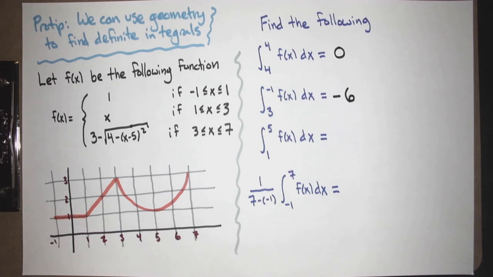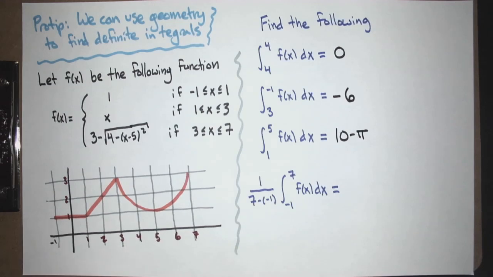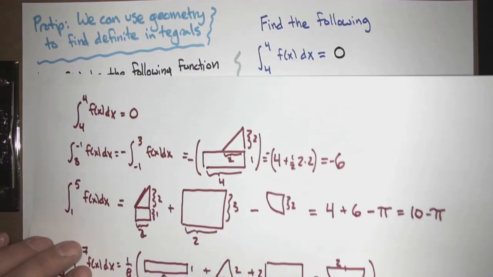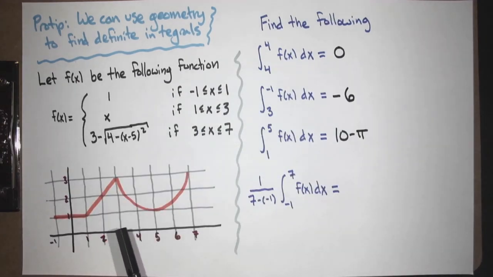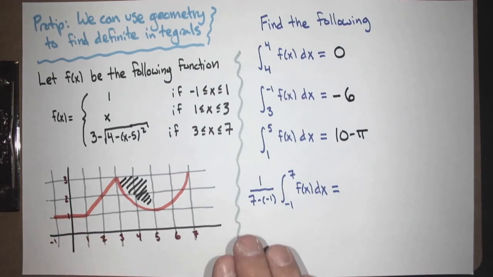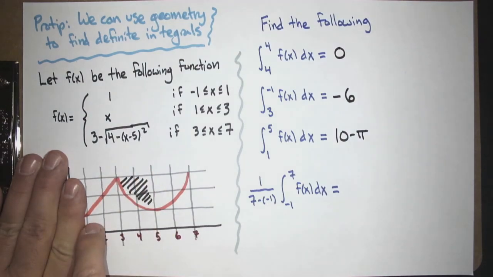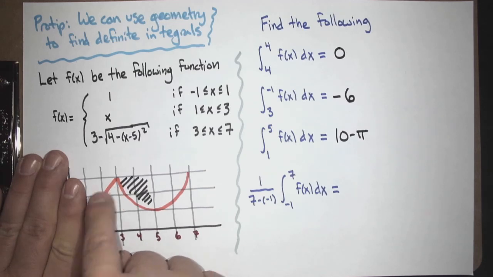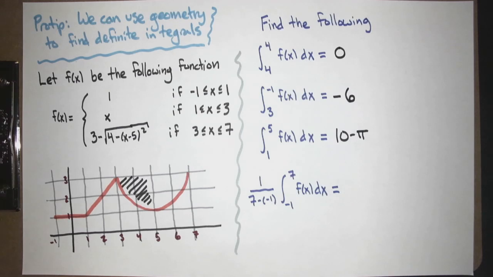How about 1 to 5 of f of x dx? Do we have an answer for that one? 10 minus pi. Good. How do we do that? Well, here's how I'm thinking about it. I'm thinking about it as a series of shapes. I'm going to think of it as the triangle on top of a little rectangle, a big rectangle, subtract part of a circle. So in other words, you have this space that you're deleting. Imagine that it actually went all the way up here. Then you can count. You have 1, 2, 3, 4, 5, 6, 7, 8, 9, and these 2 halves make 10. Then subtract out a quarter of a circle of radius 2, which is pi.